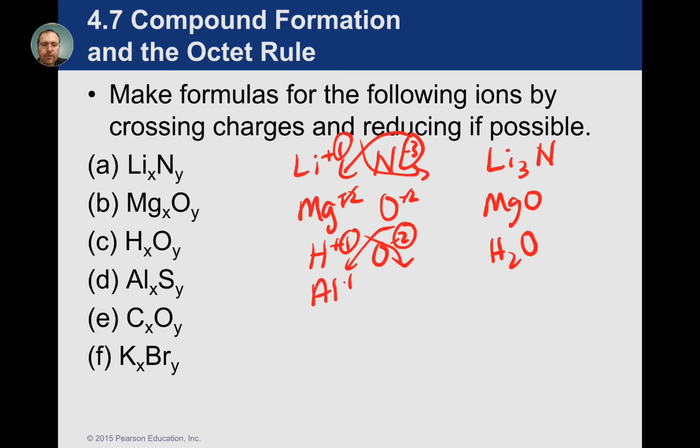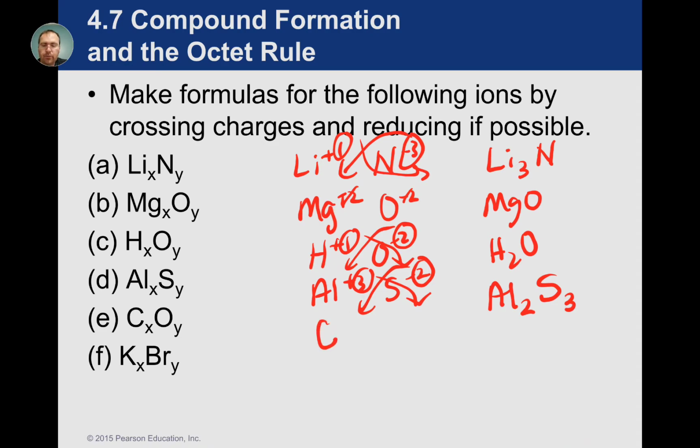Aluminum is in group 13, so that's a +3. Sulfur is in group 16, that's a -2, just like oxygen, same family, same charge. Cross the 2, cross the 3. So aluminum twice, that's going to be a +6. Sulfur 3 times, that's a -6 that balances.